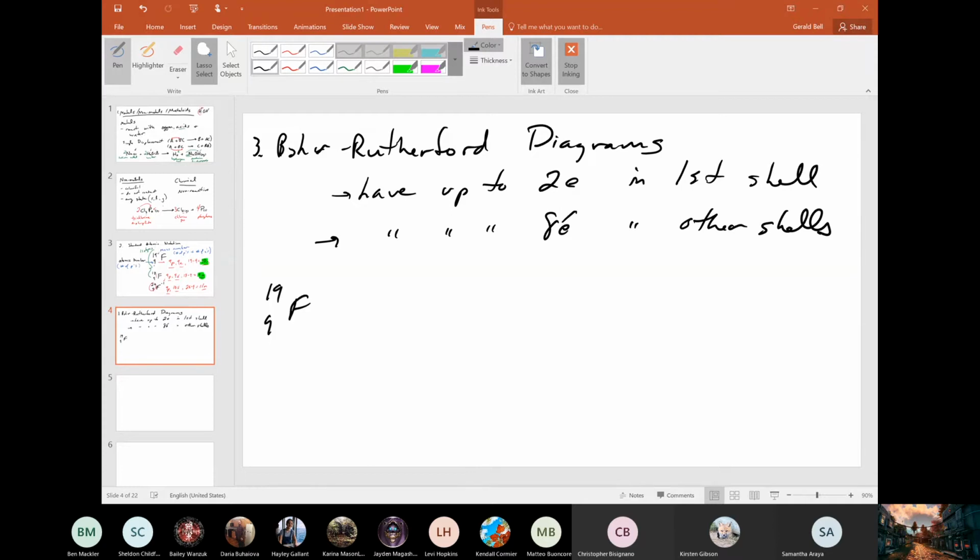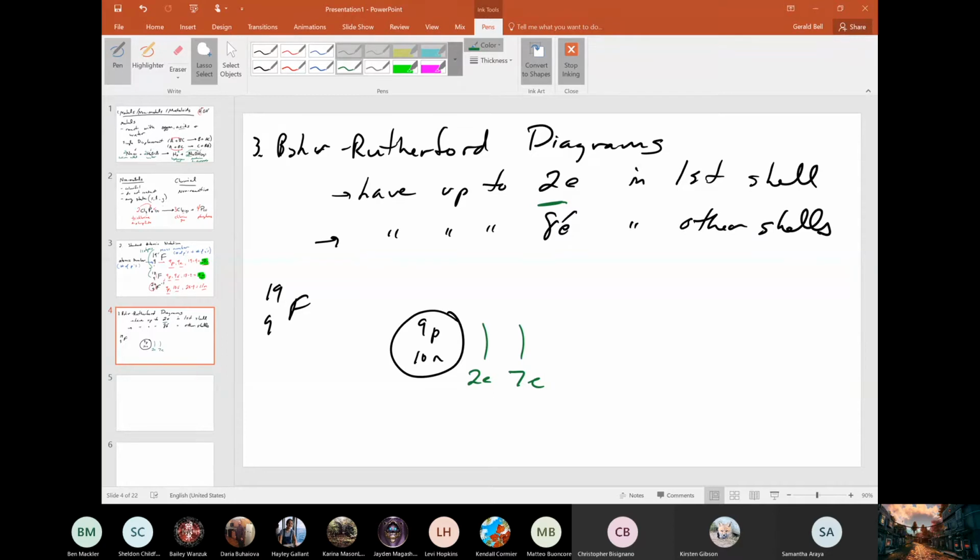So let's say I asked you to draw the Bohr-Rutherford for that one. You'd say, okay, the nucleus has 9 protons and 10 neutrons. Then you'd say, okay, I have to draw my electrons. I know I can fit up to 2 in that first shell. Bam, I got 2. That leaves me with 7 more, so I can't quite fill the next shell. Booyah, there's my next 7.